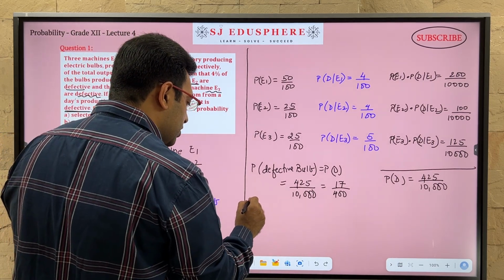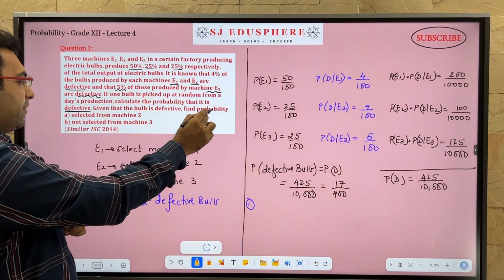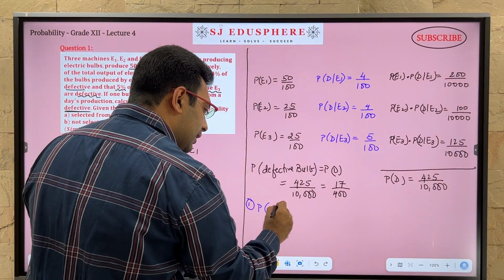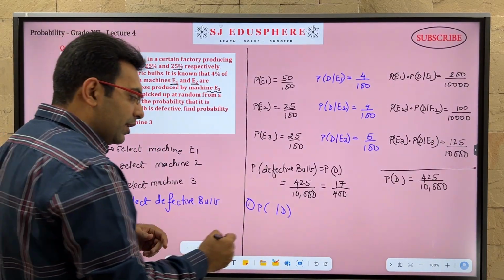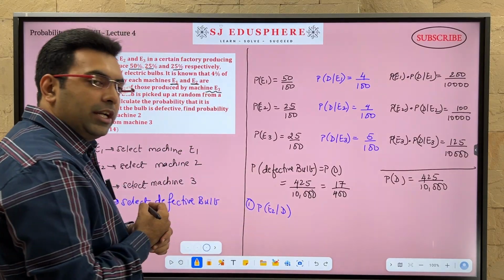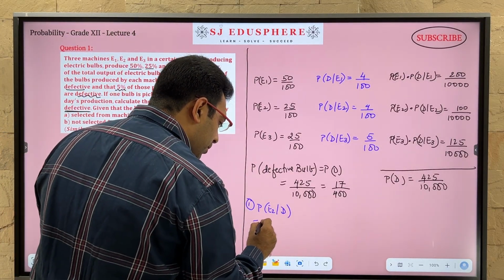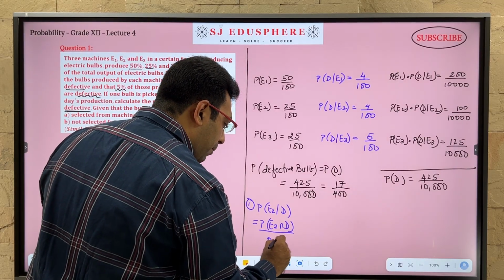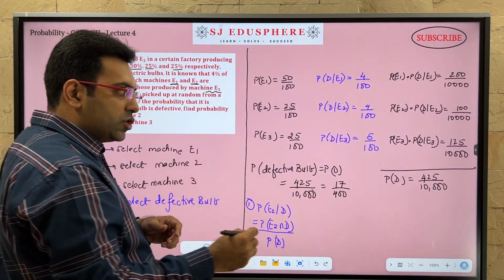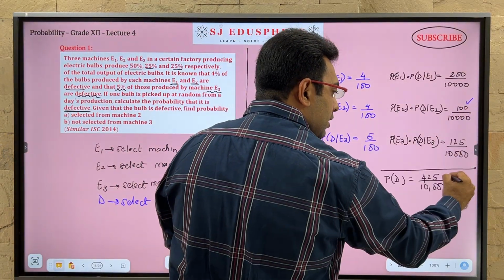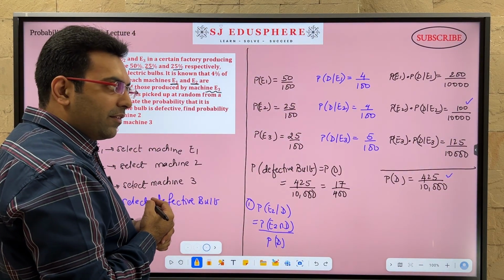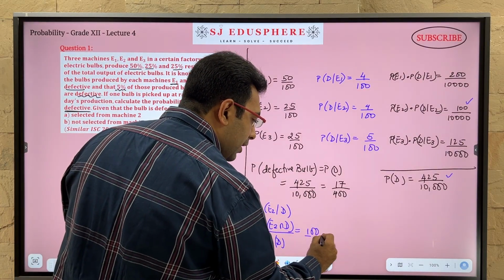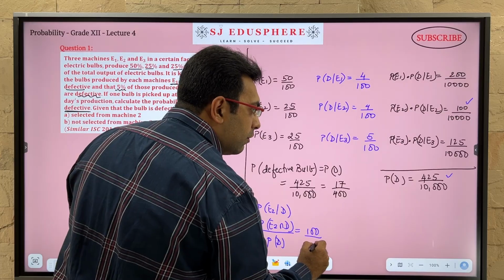Next, my question says, given that the bulb is defective, it was selected from machine 2. So, given that the bulb is defective, it was selected from machine 2. That means probability E2 intersection D upon probability D, which means this answer divide by the defective answer. So 10,000 gets cancelled. I have over here 100 upon 425.